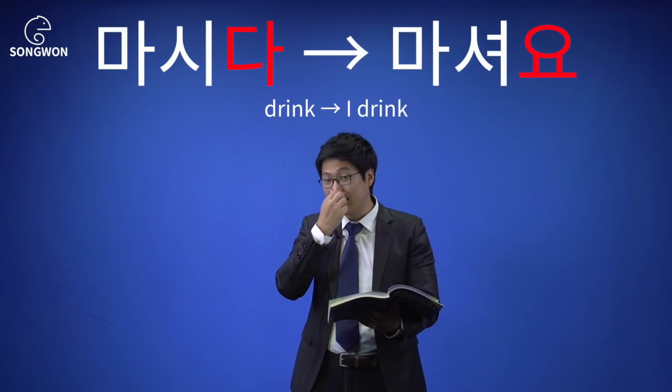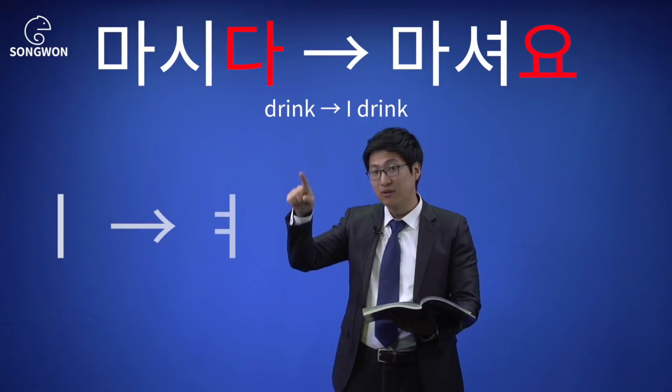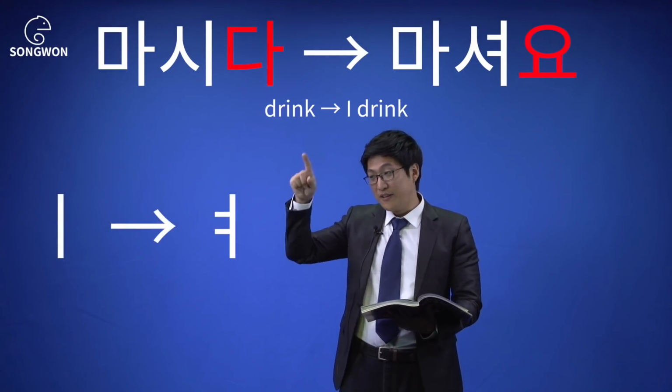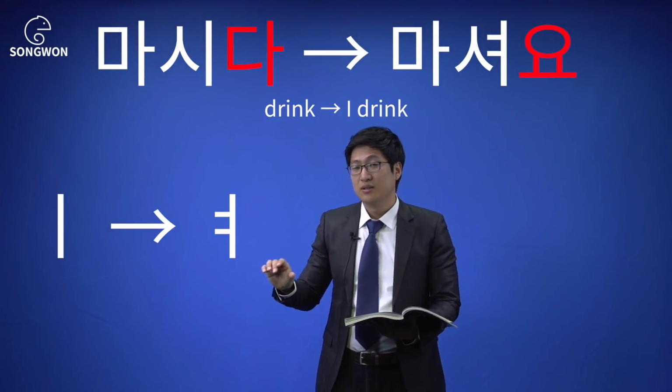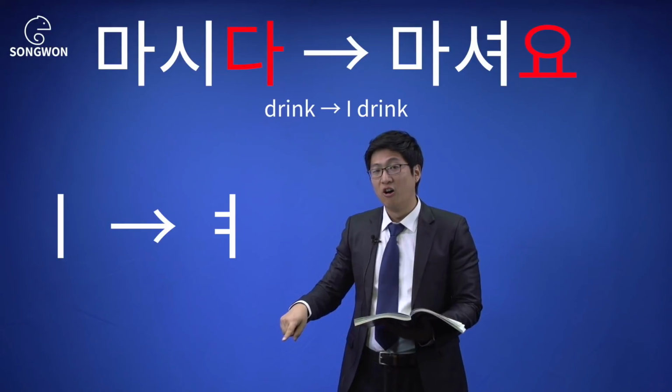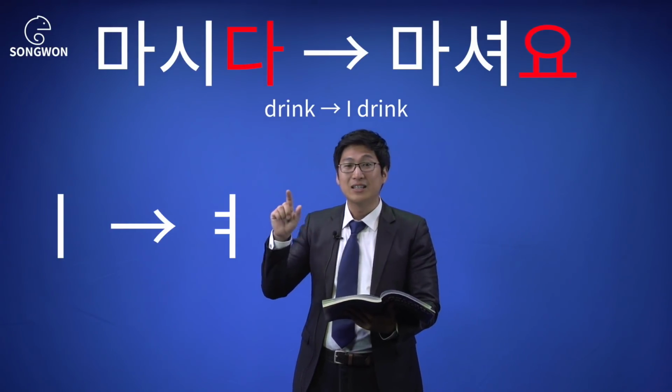All right, now let's figure out irregulars. Even irregulars have a little rule, so let's figure it out. We have lots of words that finish with 이, like 마시다. There is 이 right before 다, right? And if it's in there, to make I drink, make it like 여. So 마셔요.